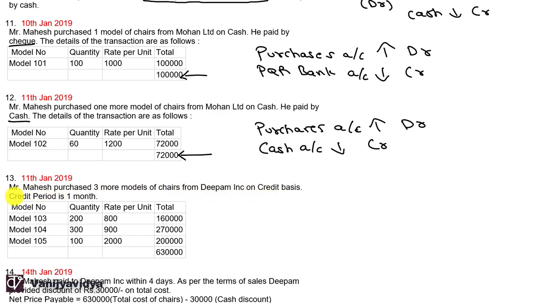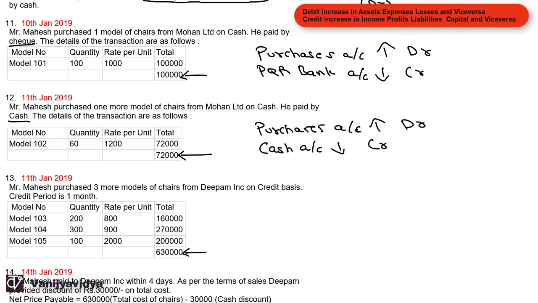On credit basis. Credit period is 1 month. So we have model number, quantity, rate per unit and total. Then this is a total value, monetary value of all 3 models taken together. That comes to 6,30,000. Now here he has purchased the chairs. So one is purchases account. Now he has purchased the chairs on credit basis and credit period is 1 month.